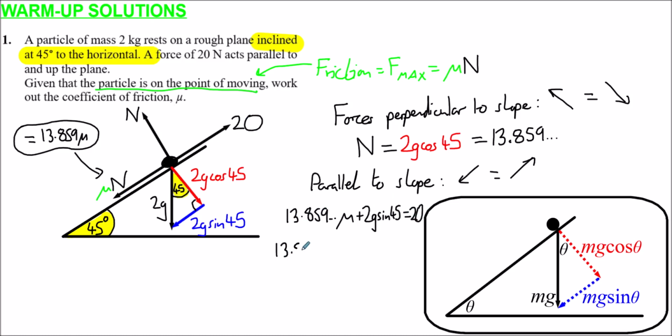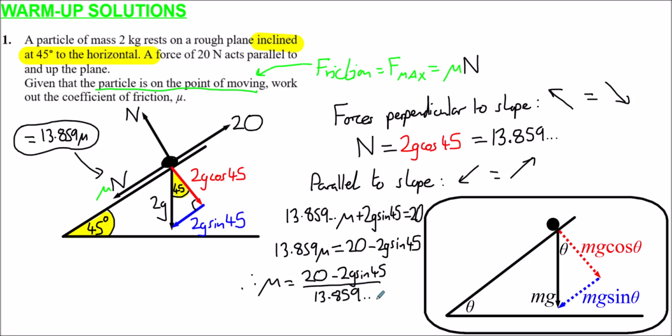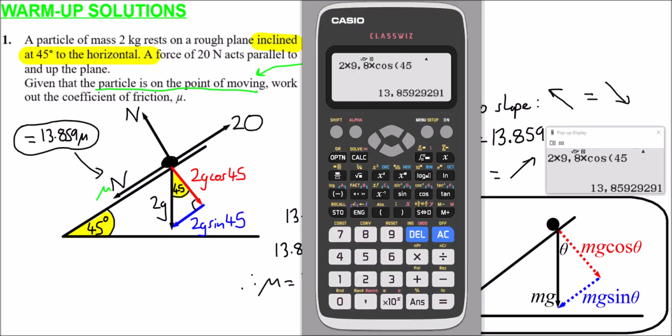So 13.859 and so on, lots of mu. Taking away 2g sine 45 from both sides, that must equal 20 minus 2g sine 45. Therefore, mu will be 20 minus 2g sine 45, all divided by this 13.859, etc. So let's see what that gives us.